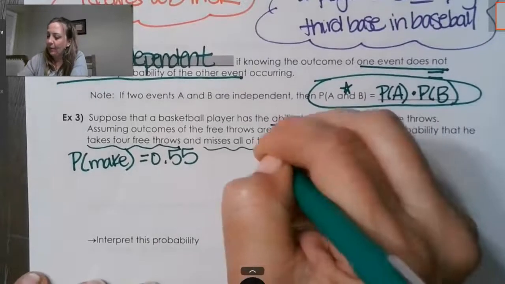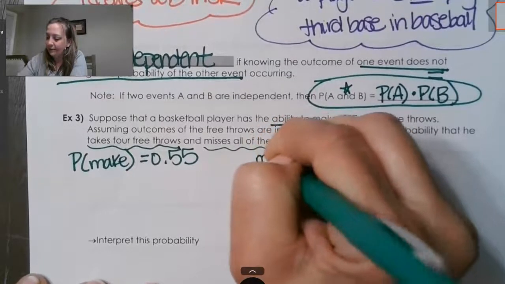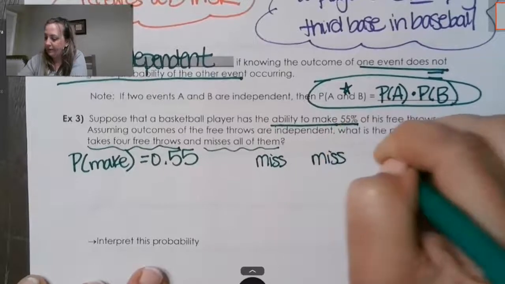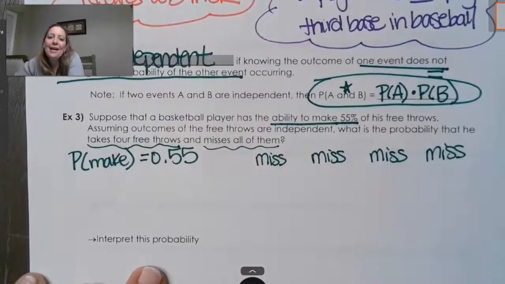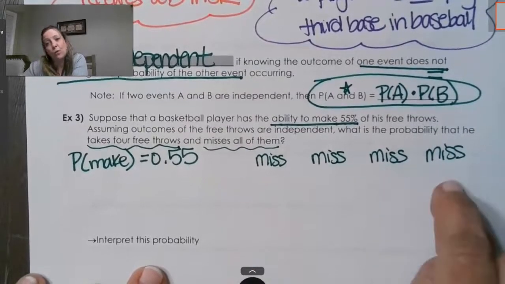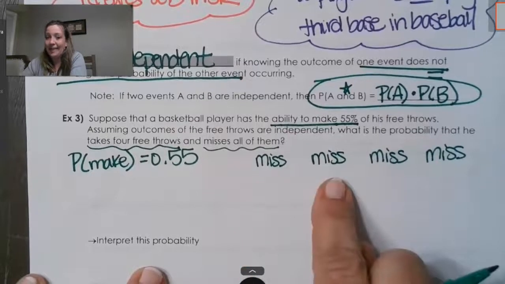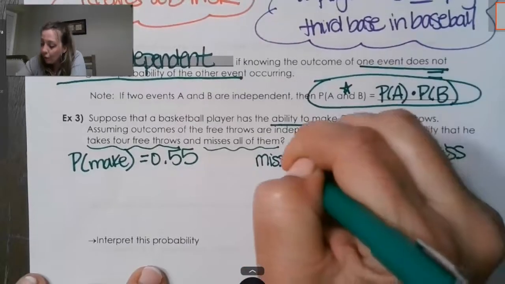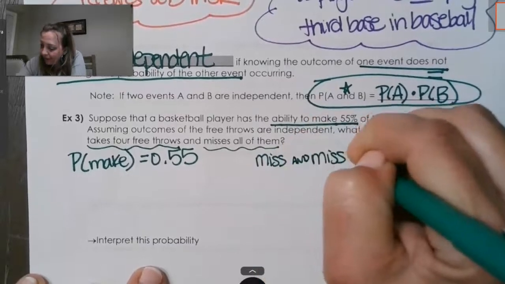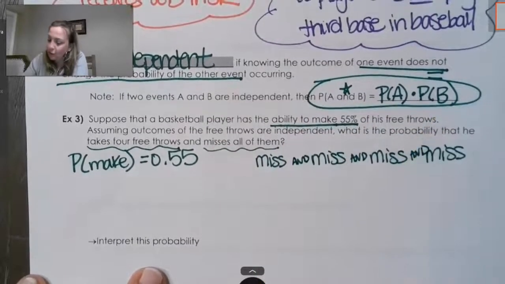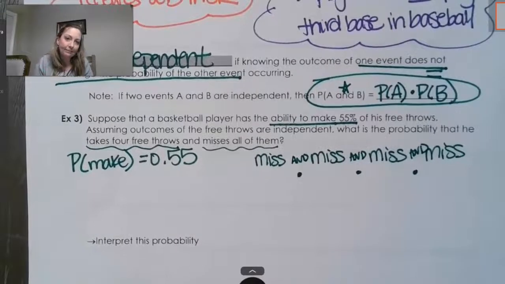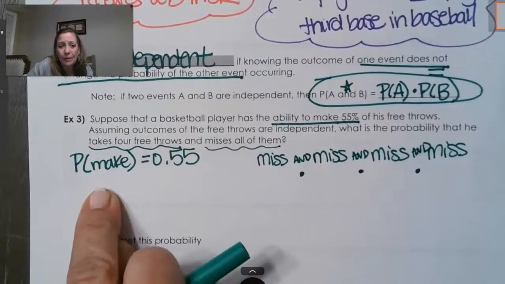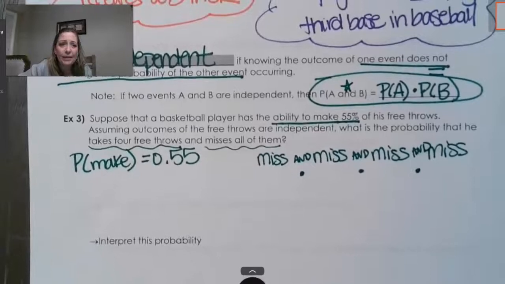So what that means is that we're going to have a miss, a miss, a miss, another miss. Now, is it a miss or a miss or a miss or a miss? Or is it a miss and another miss and another miss? Hopefully you're seeing that this is going to be and. So what that means is that we're going to be multiplying these probabilities together. The thing is that they told us the probability of a make, and they didn't tell us the probability of a miss. But let's think about that.